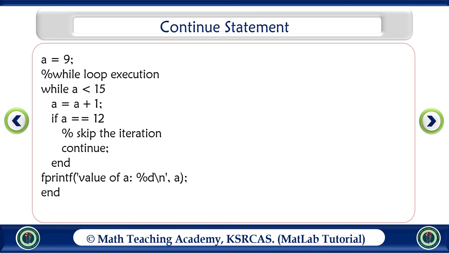When this continue statement is executed, the command skips the fprintf statement. So the control will transfer to the second end statement. The second end statement is executed, and the control will again transfer to the while command. Now the present value of a is 12, so 12 less than 15 is true. That is why the statements in between while and end are executed. This process is continued while the value of a is less than 15. If the value of a gets to 15, then the control will come out of the while loop.